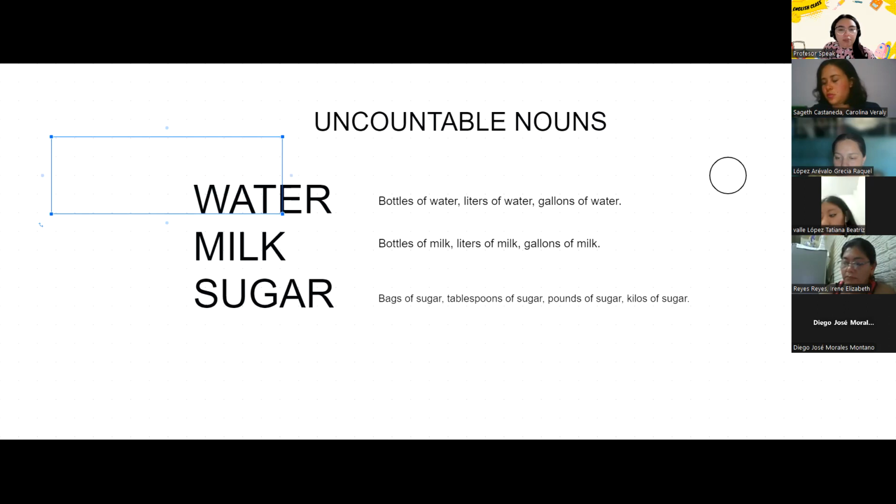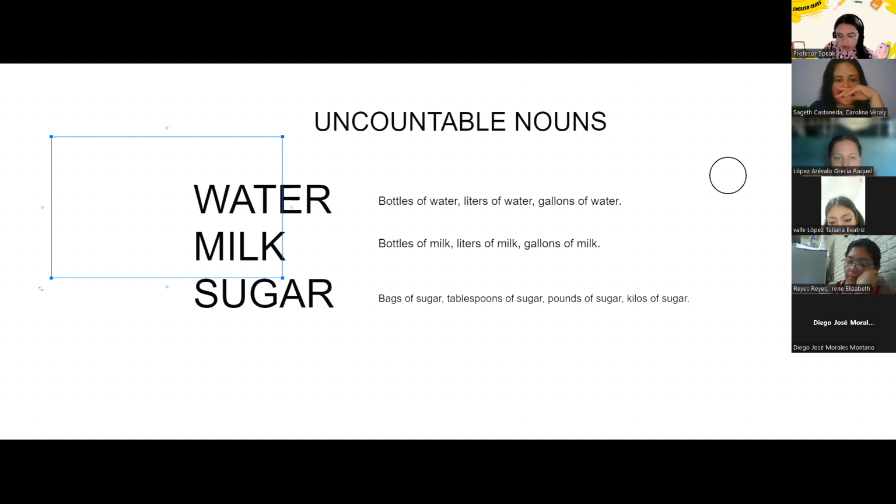Vaya, ¿cuántas cucharadas le pone usted al café? In my case, 1 tablespoon of sugar. Teacher, a mí me gusta bien dulce, yo le echo 3. 3 tablespoons of sugar.